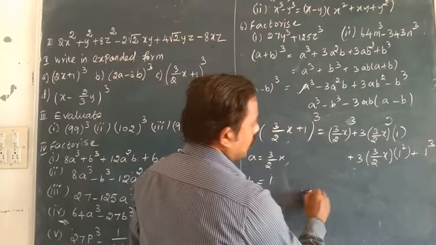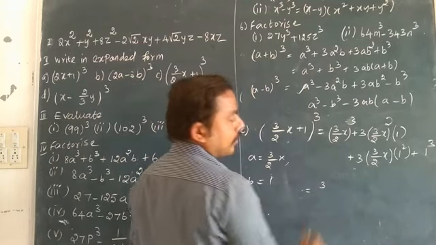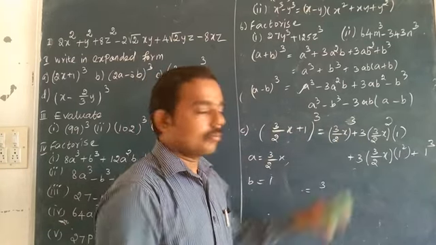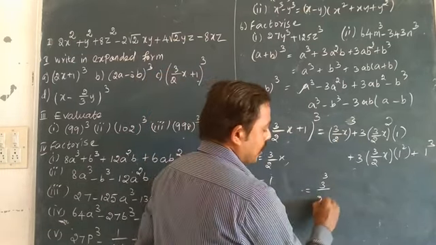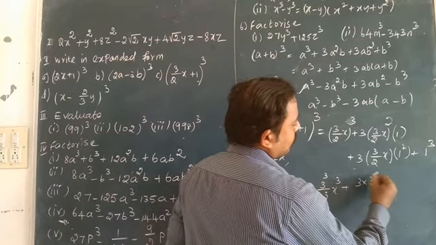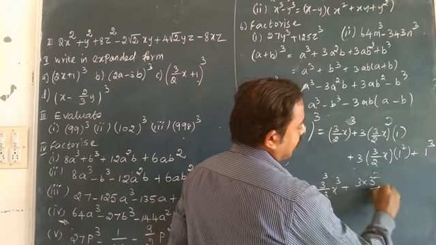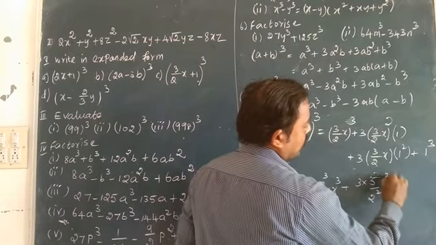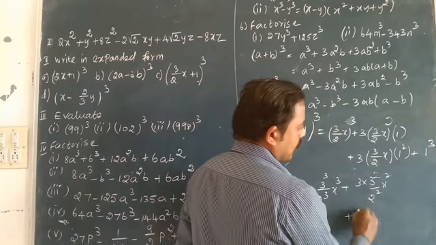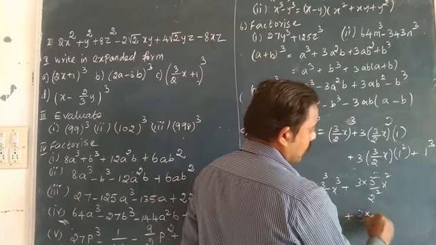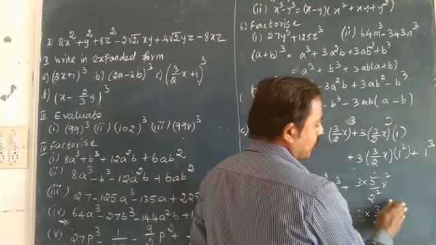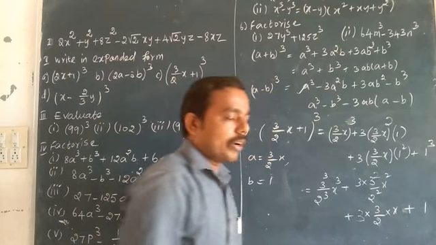For that, you can apply the power 3 to all the factors in the terms. So that is 3 power 3 divided by 2 power 3 into x power 3, plus 3 into 3 squared by 2 squared into x squared into 1, no need to write. Then plus 3 into 3 by 2 into x into 1 squared, which is 1, no need to write. Plus 1 power 3, which is 1.